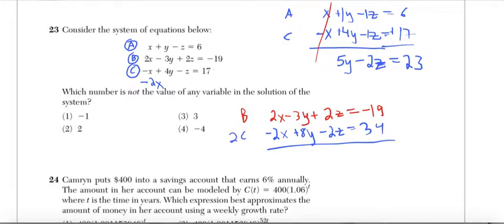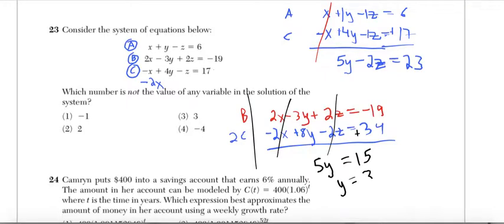Now, the goal is, as long as we eliminate one of the variables, the x, we would have a 2 by 2, which we know how to solve from algebra. But if you look here, 2z minus 2z is also 0, so that's even better. Negative 3y plus 8y becomes 5y, and negative 19 plus 34 is 15. Divide both sides by 5 and you get y equals 3. So which number is not the value of any variable in the solution to the system? Well, y equals 3, right? So that's out. This one is a value of a variable.